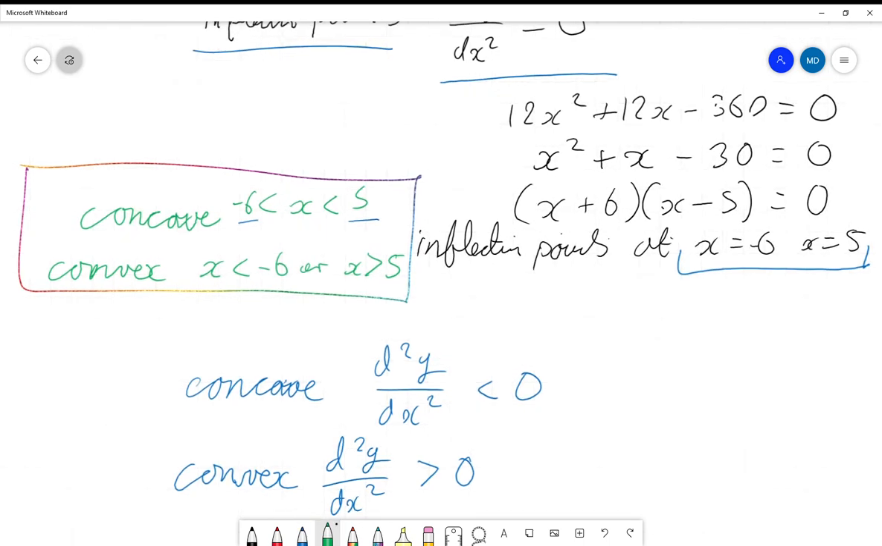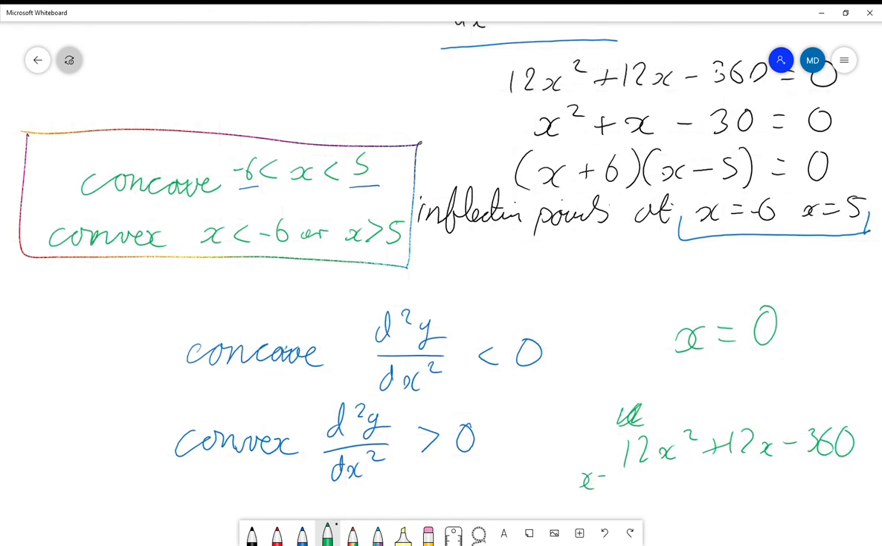So we know that between minus 6 and 5, it is either concave or convex. So let's plug in 0, try x equals 0. We have 12x squared plus 12x minus 360. Evaluate at x equals 0, and we get negative 360. And therefore, that is concave. Between those values, between minus 6 and 5, it is concave.